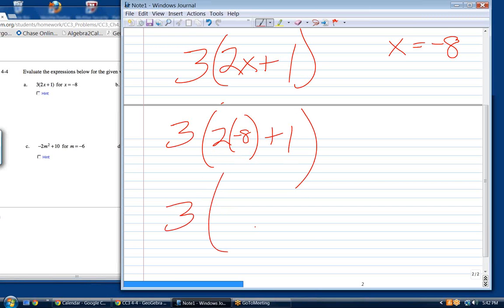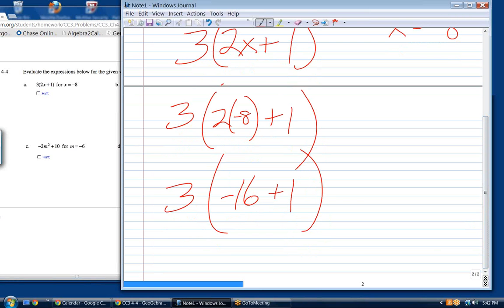Okay, so what's the next step? Always work from the inside out. In other words, we have some nested parentheses here. So do the inside one first. What is 2 times minus 8? Negative 16. Plus 1. And then you do the distributive property. Well, let's solve minus 16 plus 1. What is that? Minus 15. Now you multiply. Okay.